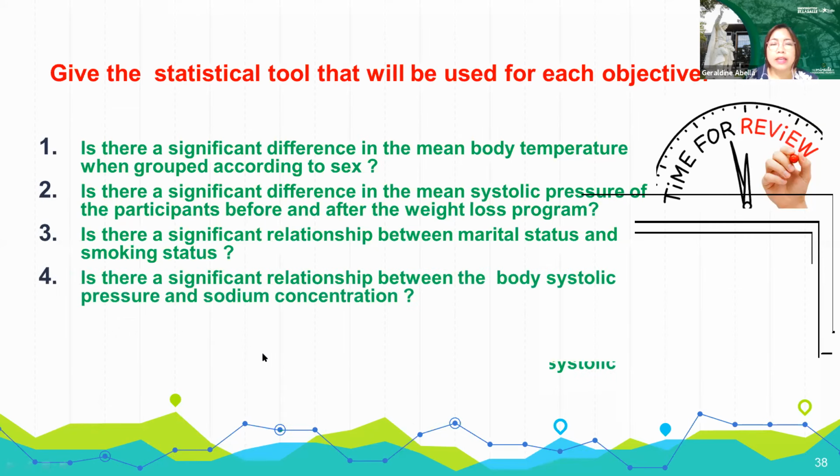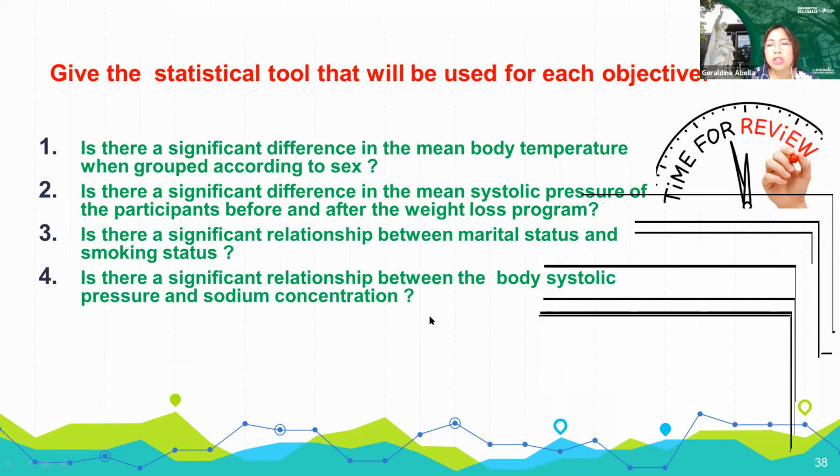Next, is there a significant relationship between the body's systolic pressure and sodium concentration? Systolic pressure is expressed in millimeters mercury, and sodium concentration is expressed in grams per deciliter. Again, Julia, very active. So you are correct. It's Pearson R or Pearson correlation.